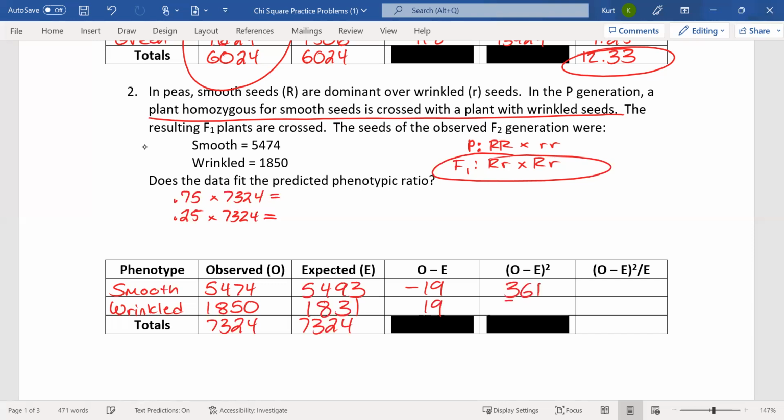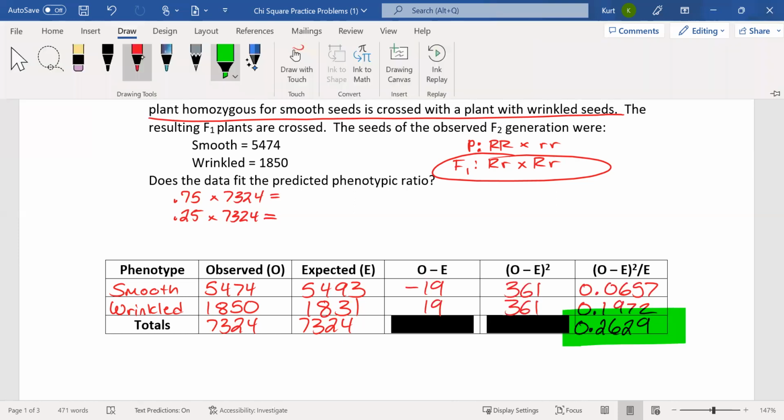19 squared is 361. What is 361 divided by 5493? 0.0657. And what is 361 divided by 1831? I got 0.1972. What is the summation of those two? I got 0.2629. That's your chi-squared right there. That's your answer.